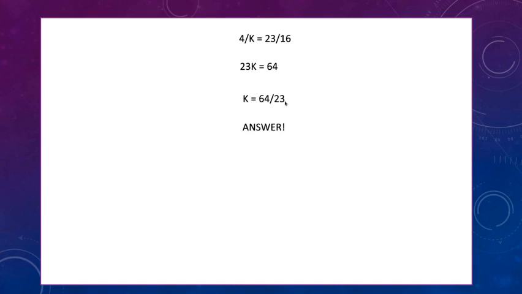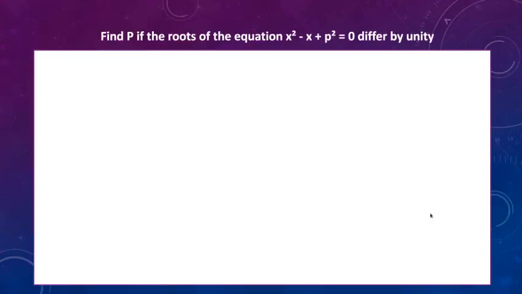This is your required value of k, which you had to find out. Now the next question is question number 4, part 1. Find p if the roots of the equation x square minus x plus p square is equal to 0 differ by unity. Differ by unity means the difference is equal to 1. Unity means 1. So let alpha and beta be the roots of the given equation.